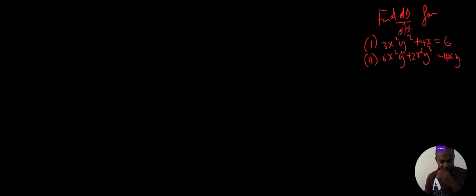So the first example, let me jot down a few examples. It says find dy by dx for, and the first one is given as 3x squared y squared plus 4x is equal to 6. And the second one is given as 6x squared y plus 2x squared y squared is equal to 4xy. So let's focus on those two for now.